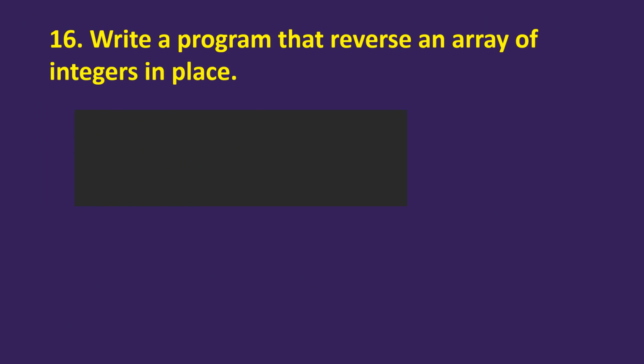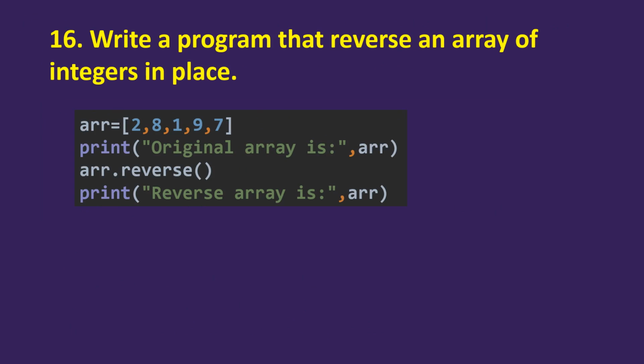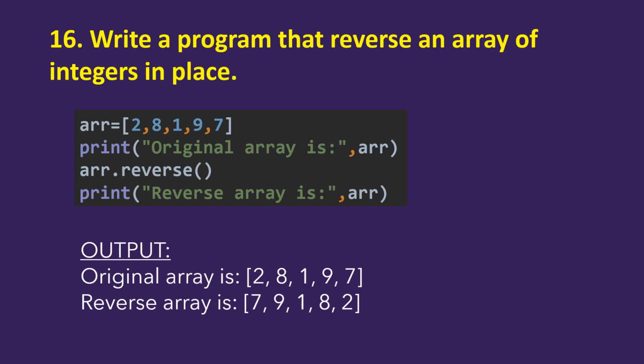Now write a program that reverses an array of integers in place. To reverse a list in place, you can just use the reverse function. You can take one array of integers like this. Then you can print the original array, and call the arr.reverse function. Then in the same list the values will be reversed. Now if you print arr, you will get your list reversed. The items are present in reverse order.